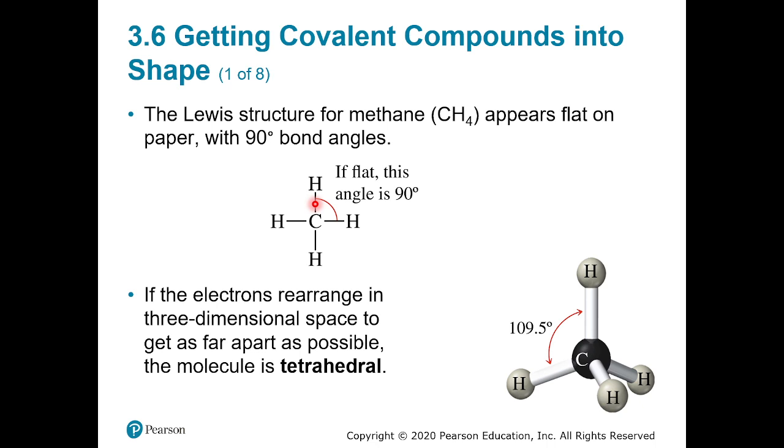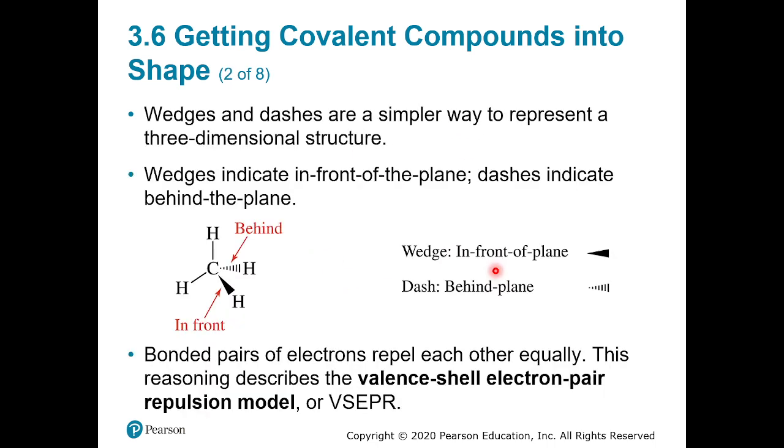It's a camera tripod. Everybody okay with that so far? Okay, again, that is referred to as tetrahedral, and that's because we have 4 things that are all trying to separate out as much as possible. So here we have the notation to represent that on a 2-dimensional paper. And this is called the wedge dash notation.